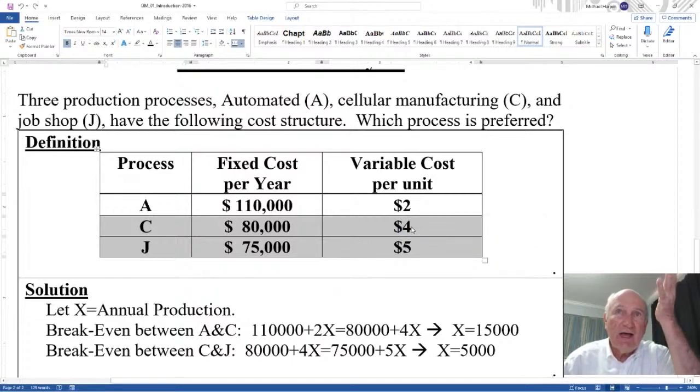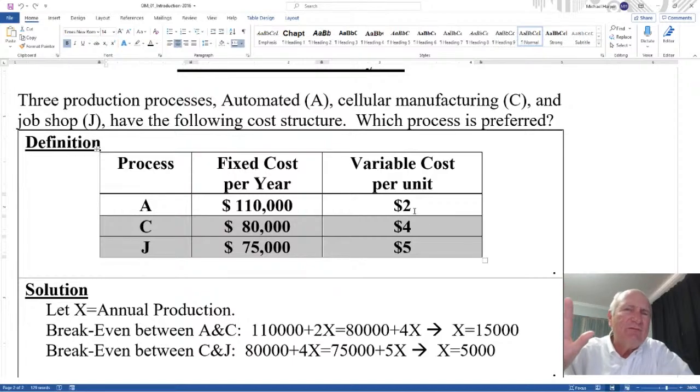So 4 times 5,000 is 20,000 plus 80 is 100,000. 5 times 5 is 25, plus 75 is 100,000. The cost is the same. So between these two, 5,000 is about the break-even. Well, I made these numbers exactly the break-even, but you don't need to know exact. You just round numbers. It's somewhere around 5,000. 48, 52, 51, 46, somewhere around 5,000. Therefore, at very low production, J is the cheapest. How low is low? Below 5,000. If it's above 5,000, C would be the indicator of a lower cost.